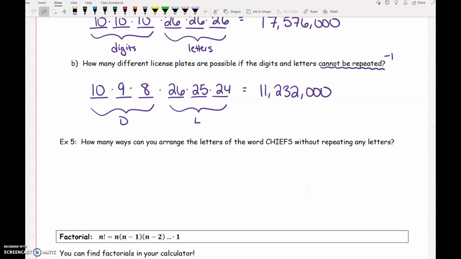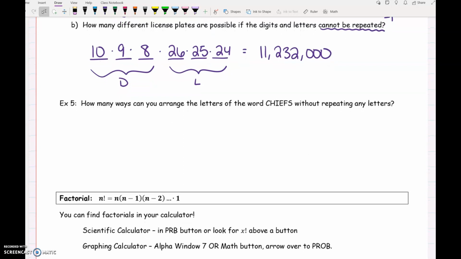Okay, and moving on. How many ways can you arrange the letters of the word chiefs without repeating any letters? So we do the same thing. There are 6 letters in the word chiefs. If I put a C on one card, an H on another card, and then an I, and so on, shuffle them up in my hand, there are 6 possible letters to choose from for that first letter. We pull one of them out. There's only 5 left. And then 4, 3, 2, 1.